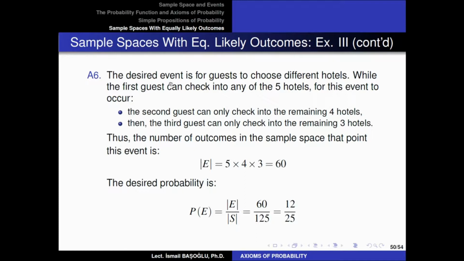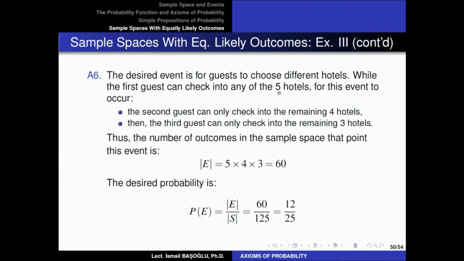Now, let's say the first guest arriving in the city can check into any of the 5 hotels, right? But once the check-in process is complete for the first guest, if we would like them to be in different hotels, then the second guest can only check into the remaining 4 hotels. So the first experiment has 5 outcomes.